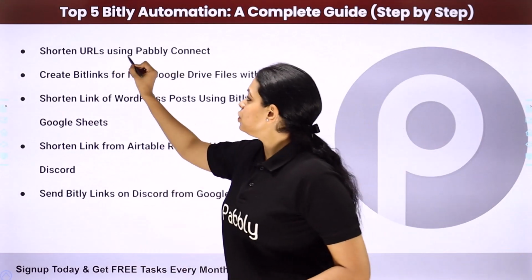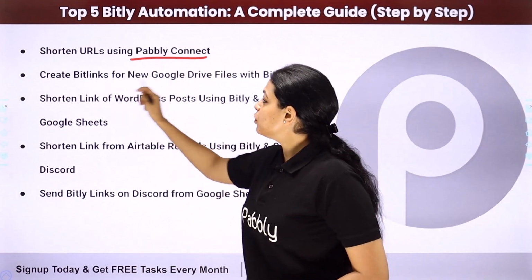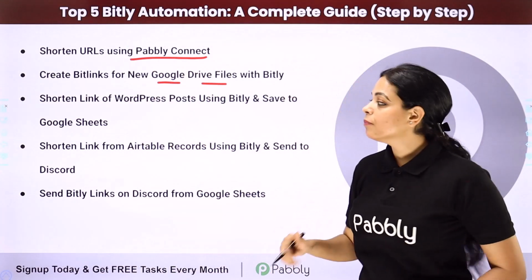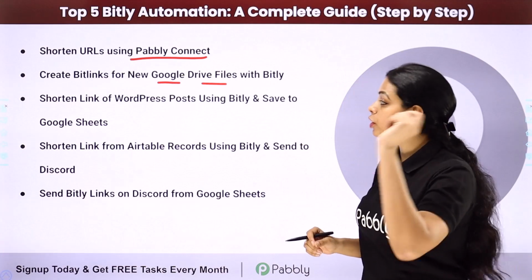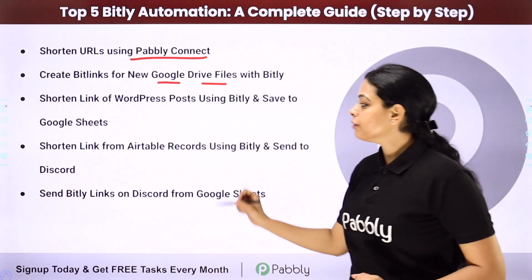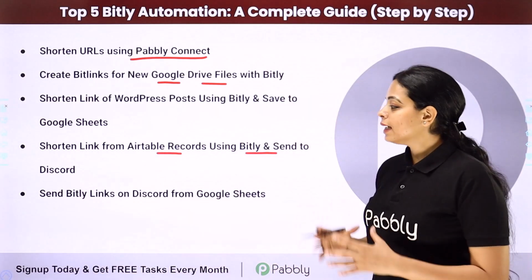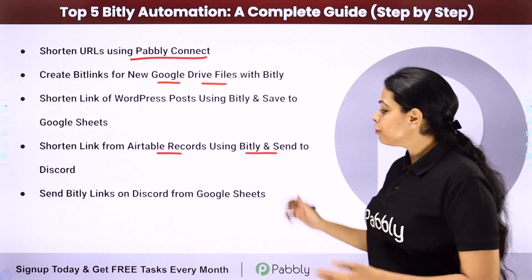So you want to shorten URLs using Pabbly Connect. This is a generalized topic. Create Bitlinks for new Google Drive files with Bitly. You want to shorten link of your WordPress post using Bitly and then save to your Google Sheets. Shorten link from Airtable records using Bitly and then send to Discord or Slack. Send Bitly links on Discord from Google Sheets.